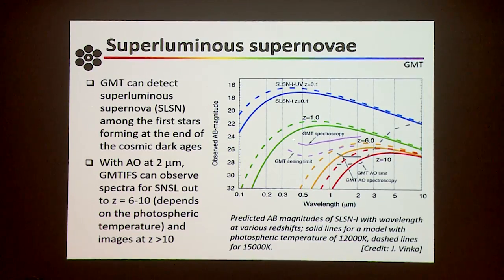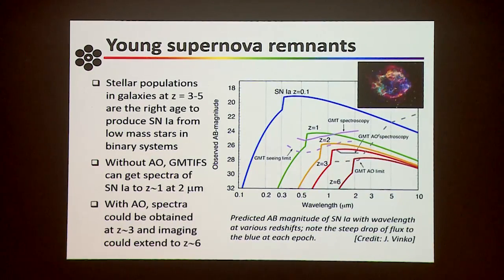And you can see here, this is the limit for GMT spectroscopy and the limit for the GMT seeing here. And then with the adaptive optics, we get out to these limits here. And so somewhere between redshift 6 and 10, we should be able to still see these objects if they're anything like these models. And so that will open up a whole new field of study that's simply inaccessible right now.